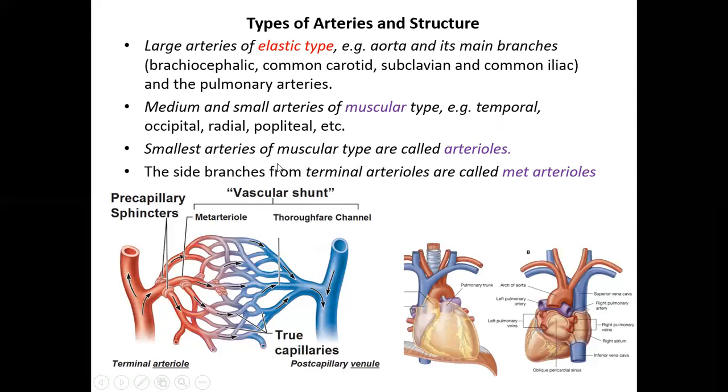Now, the smallest arteries, which are called arterioles, are also a muscular type of artery, and the arterioles can give rise to smaller vessels, which are called metarterioles. Metarterioles are the branches which arise from the arterioles.